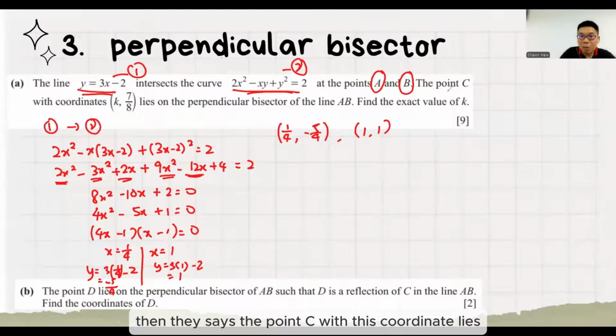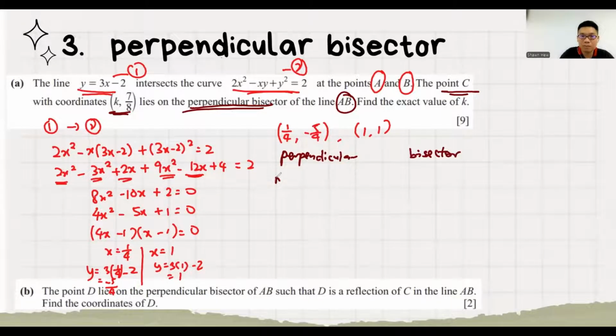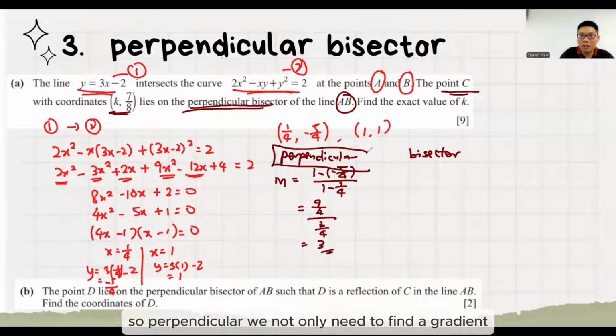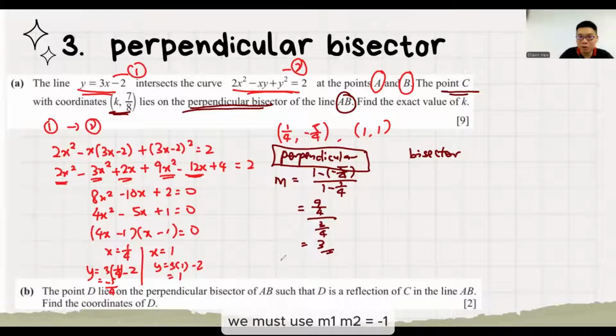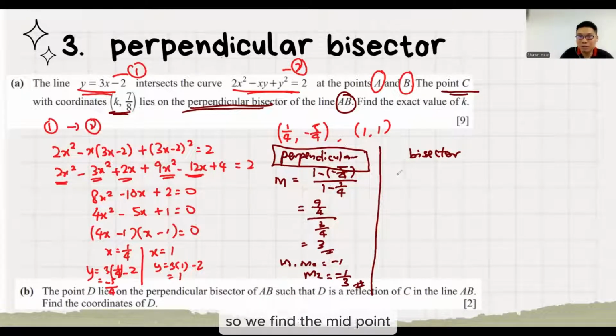Then they say the point C with this coordinate lies on the perpendicular bisector of AB. Y minus y, x minus x. So perpendicular, we not only need to find the gradient, we must use m1 m2 equals to minus 1. So m2 is minus 1 over 3. So after we have this info, we still need x, y to find a straight line equation. So midpoint.